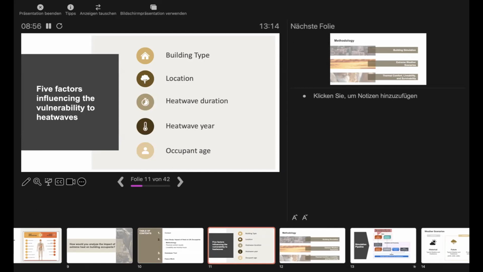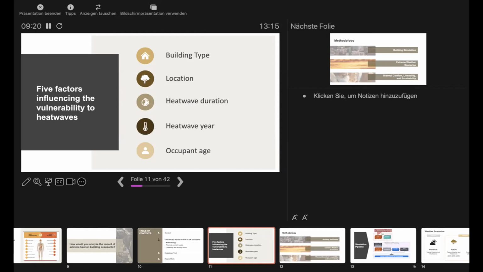Then looking more at the weather scenarios, the heat wave duration: how long do we expect to be exposed to very extreme heat? Is it just the heat wave building up to the peak day, or is the hottest day expected to last for a few more days? This is also very important, as well as the year, of course. Are we looking at the current climate, or the climate projected to 2050 or 2080?